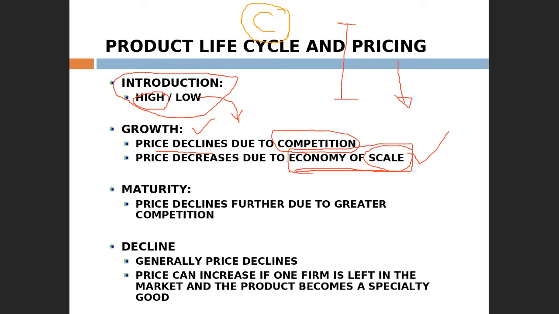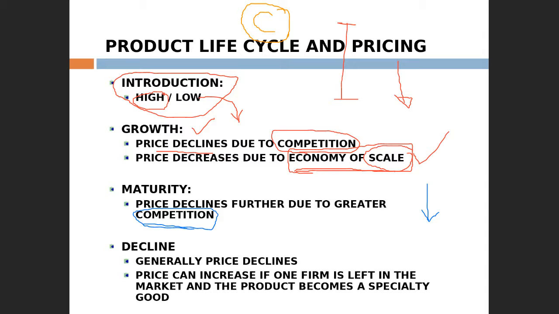It's not only experience, there are other reasons as to why you can achieve economy of scale, but let me leave it at that. So essentially, in the growth stage, price can decline due to two reasons. One is because of competition. Number two is because of economy of scale. Now, in the maturity phase, you're producing more. Maybe the increase in production is not as intense, but you're still producing more. You're selling more, but there is still a downward pressure on price. Why? Because competition is at the highest level in the maturity phase.